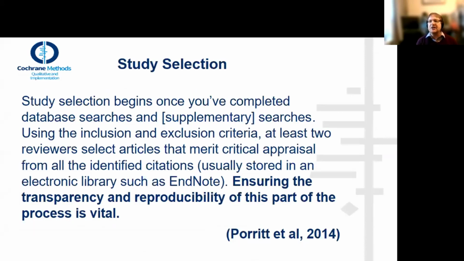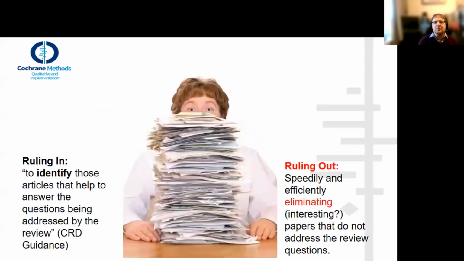So study selection is a key point in the systematic review process, and that applies equally within qualitative synthesis. It's usually that point where you can take stock of the searches you've done, whether those are database searches or supplementary searches. And this usually involves 2 reviewers selecting articles that meet the inclusion criteria. And as Porritt has said, it's essential that this process is both transparent and reproducible.